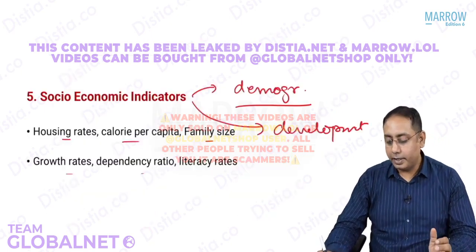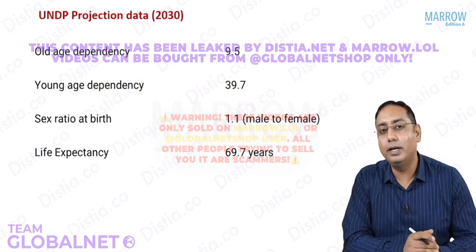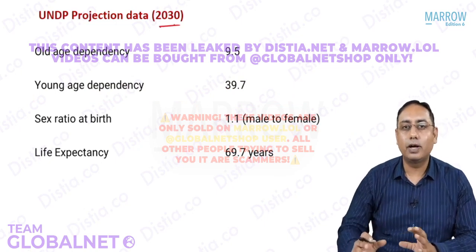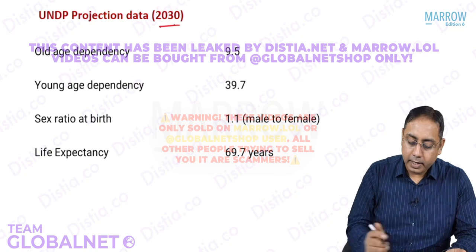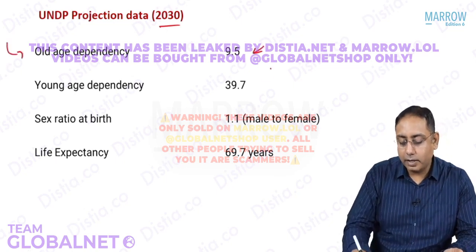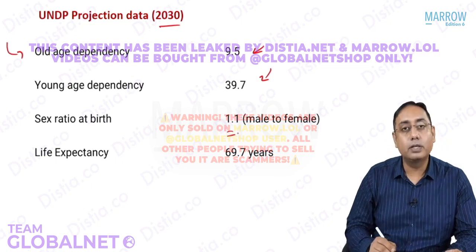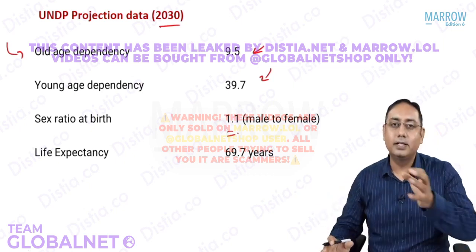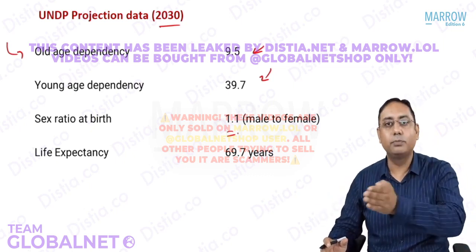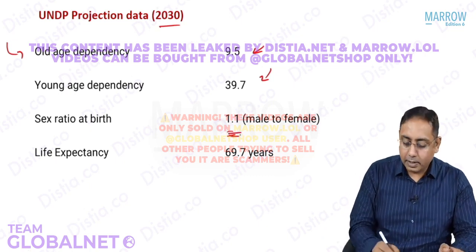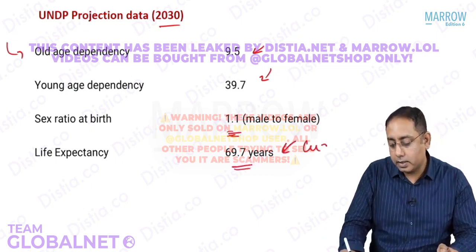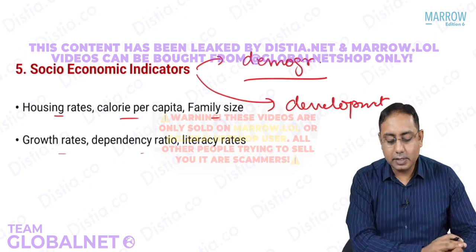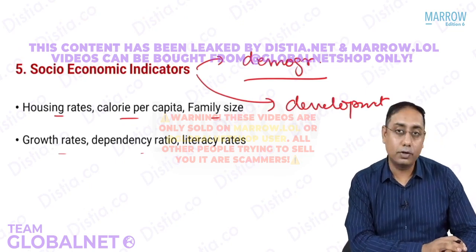So that is just an example for the household profile of the NFHS 5 data, which actually comes under this socioeconomic type of indicators. Also, you would like to see the UNDP projection data for the year 2030. It has been projected that the country is going to have around 150 plus crore population, and the old age dependency would be 9.5, young age is 39.7, sex ratio at birth is 1.1. Please note, I'm not saying the sex ratio as the number of females per 1,000 males. This is the sex ratio at birth, that is number of males to females, that is directly 1.1. Life expectancy, I already told you, the current life expectancy we have in India is 69.7 years. So these are some of the socio-demographic, socio-economic indicators.